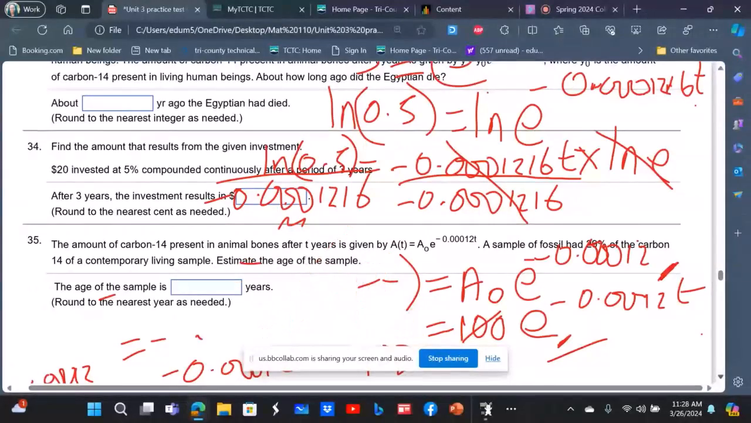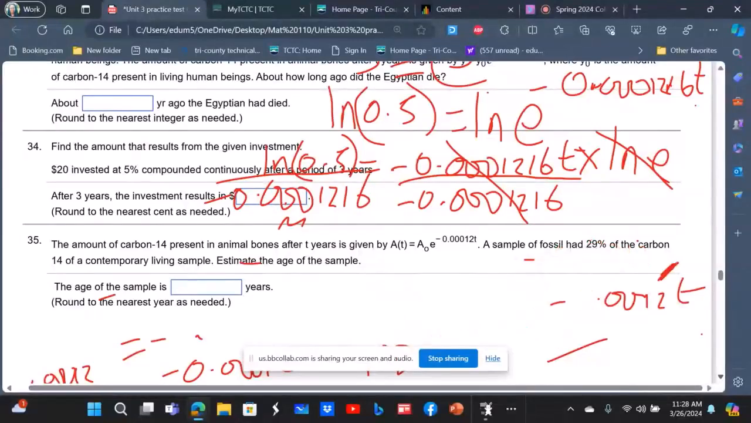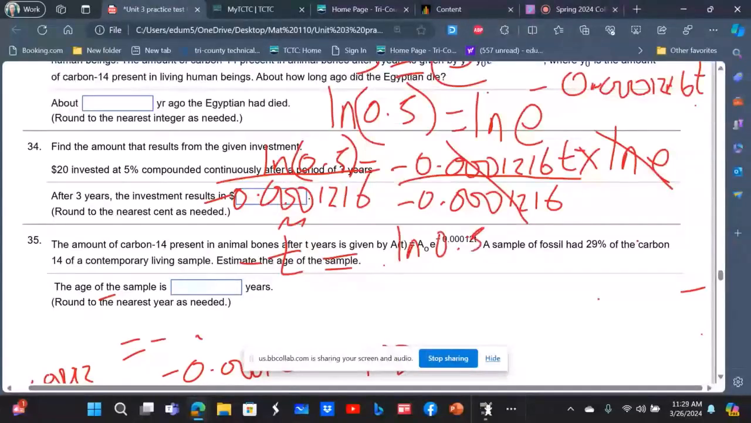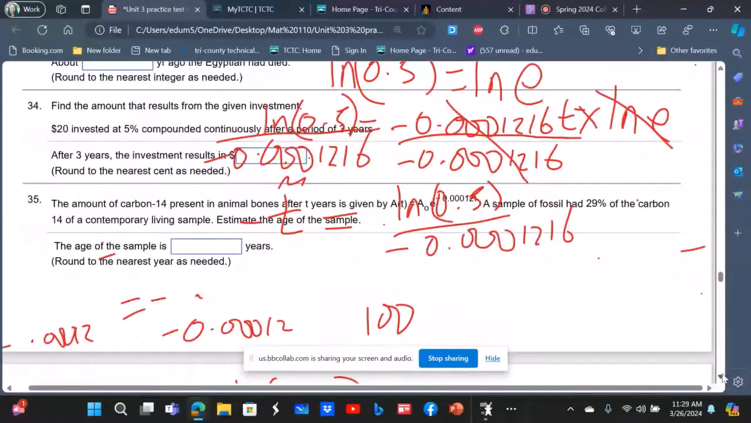The isolated t is equal to the quantity on the left-hand side. Remember, I'm asked to calculate the number of years since the Egyptian mummy died, so this cannot be my answer. Let me tidy up. So t is equal to natural log of 0.5 divided by negative 0.0001216. I get my calculator and put all of this in.